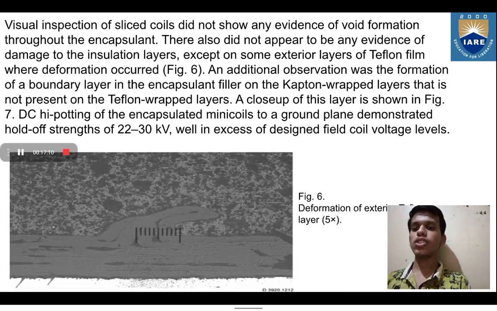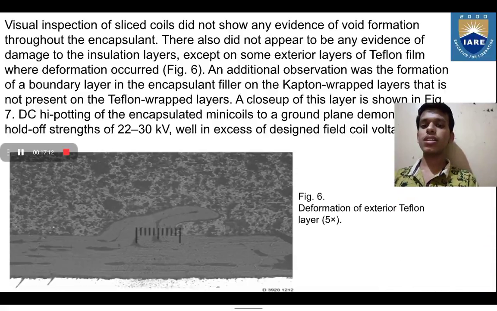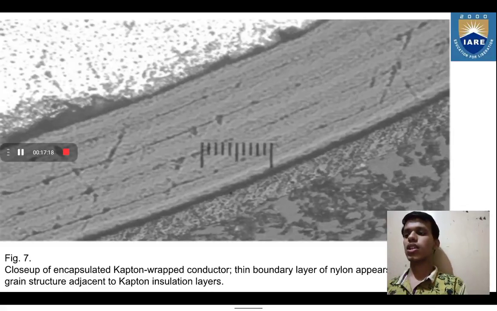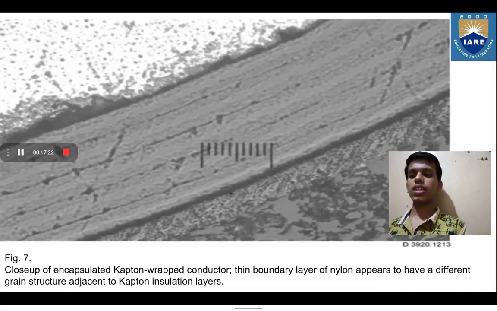This is the deformation of the exterior Teflon layer, and this is a close-up of the encapsulated Kapton wrapped conductor. A thin boundary layer of nylon appears to have a different grain structure adjacent to the Kapton insulation layers. There is a picture from a microscope.